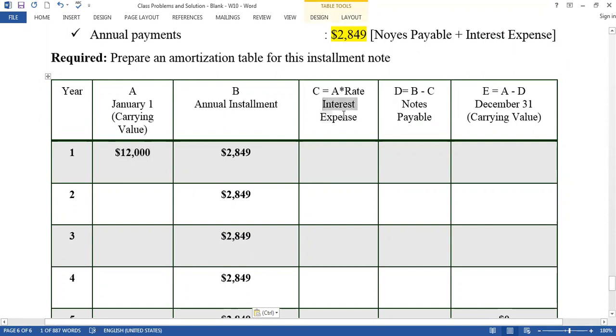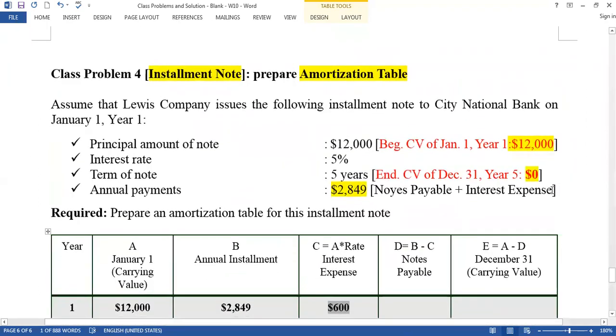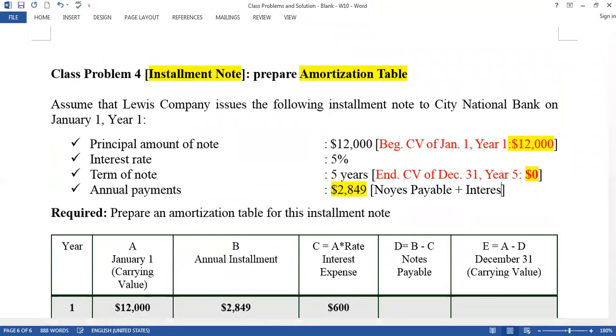And how to calculate interest expense? The formula is beginning carrying value times rate, right? So the amount is $600. The amount here is $600. So we know the total amount, $2,849. We know the interest expense. If I go back here, at the end of year one, we know this interest expense.